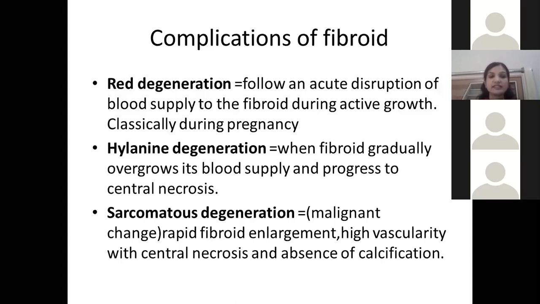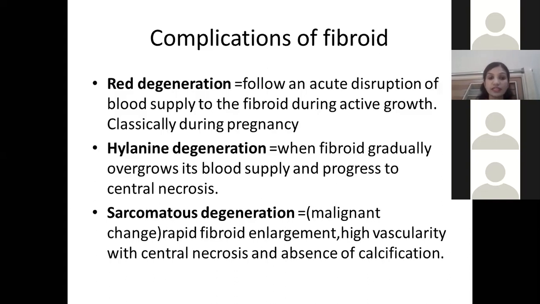Okay. The second type of degeneration is hyaline degeneration. When the fibroid is growing rapidly, gradually it overgrows its blood supply. So it progresses to central necrosis. So these fibroids are usually very soft in consistency. Usually the fibroids are firm in consistency.